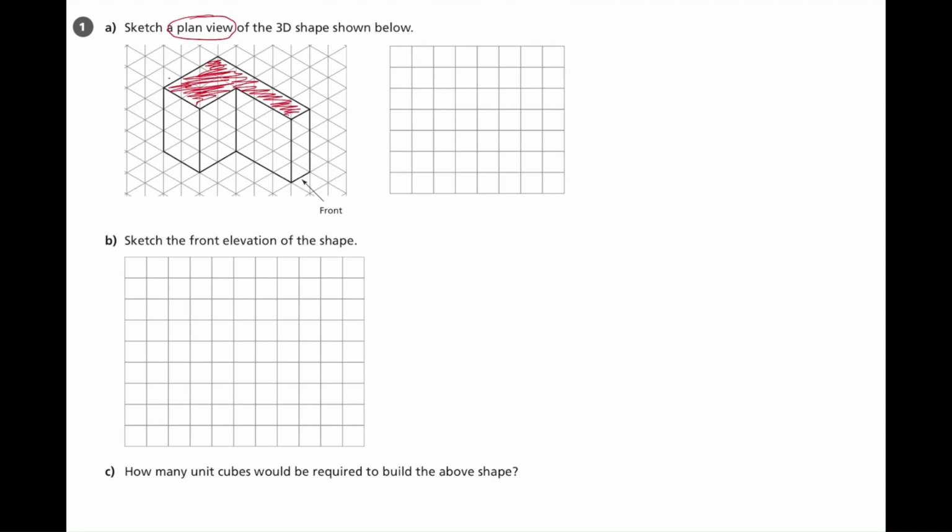If we take one of the sides, 3 squares long, we can start by drawing that. Then we come down 1, 2, 3, 4, 5 squares. We come back across 1. Then we move back up 1, 2, 3 squares. And then across 2 and 2 to get back to where we started. So that completes our plan view.